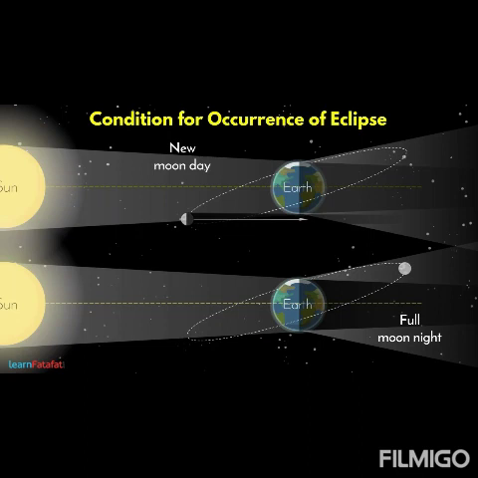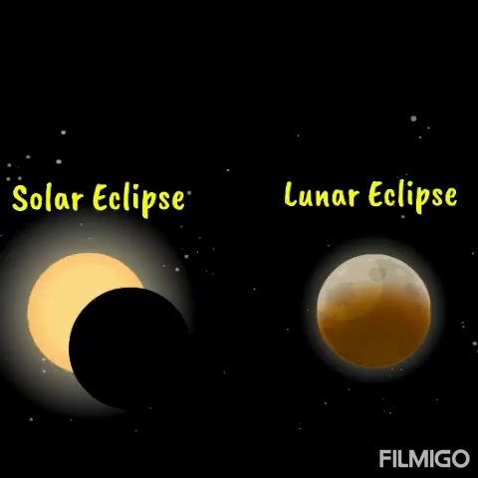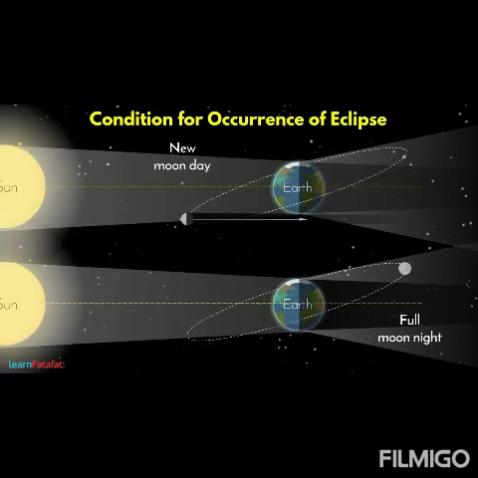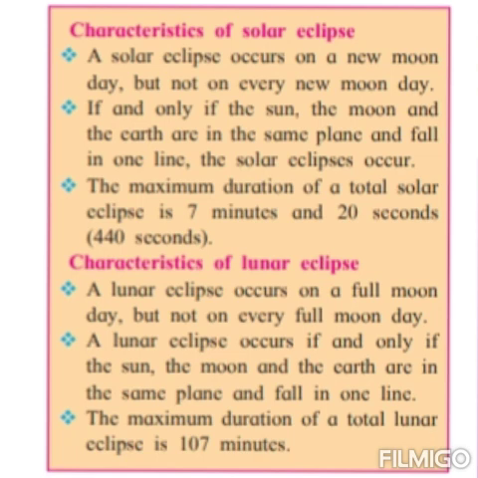Now let us do a quick recap of solar eclipse and lunar eclipse. Observe the figure on your screen. For the solar eclipse, the moon should be in between the earth and the sun, and it happens only on new moon day. Whereas for a lunar eclipse, the earth should be between the sun and the moon, and it happens only on a full moon day. What's important is that all the three bodies should be in one straight line and in the same plane.